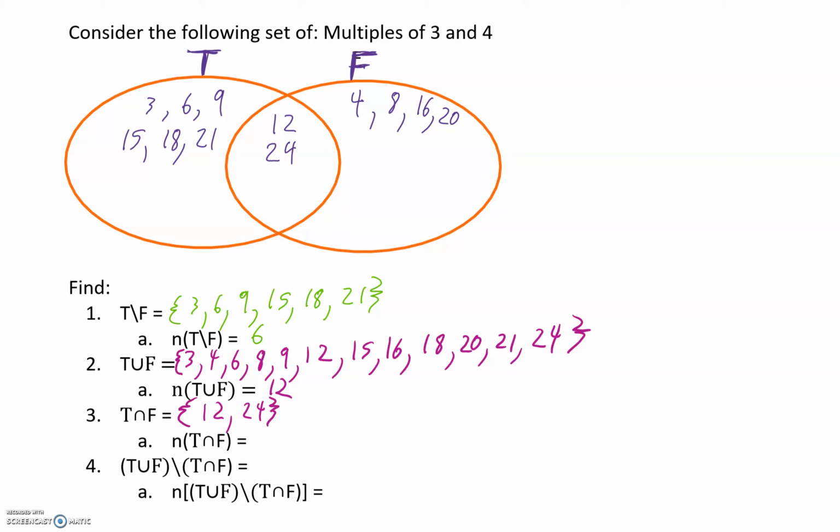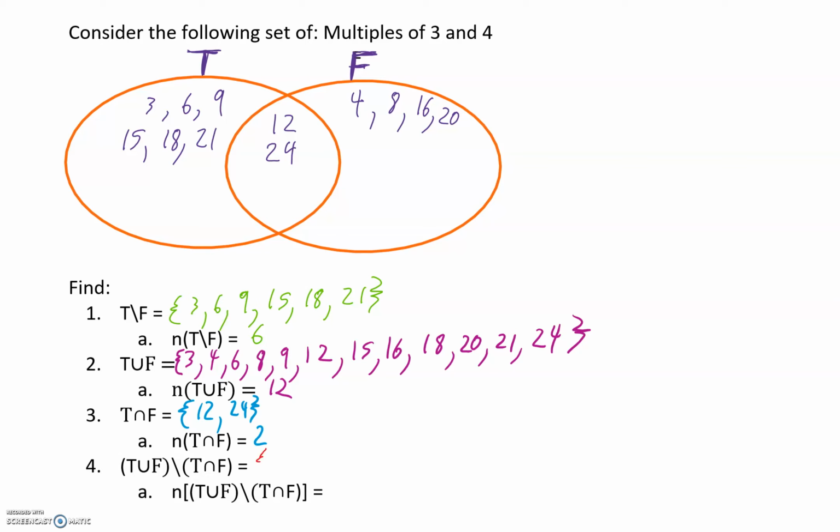Okay, if we count that, there's 2 of those. I guess I should use a different color for that. Let's go with blue. So 12 and 24. There's 2 numbers in there.